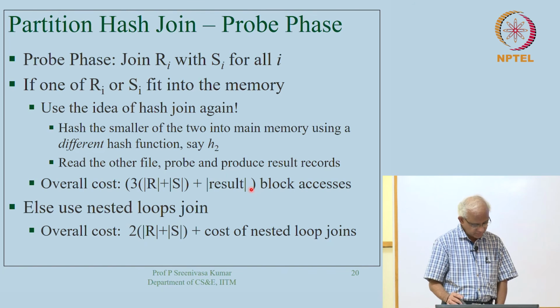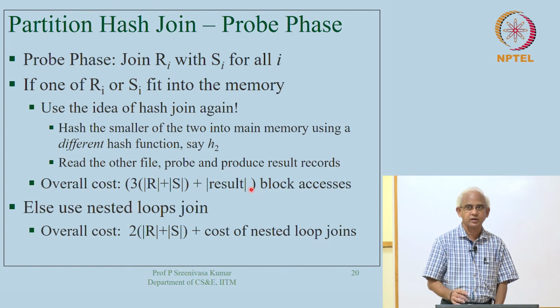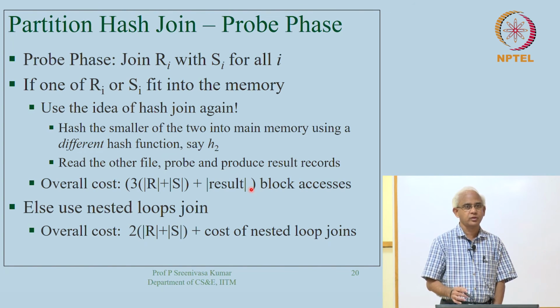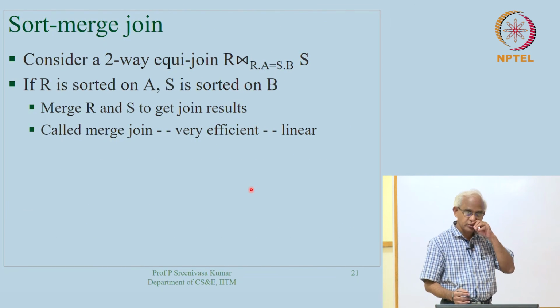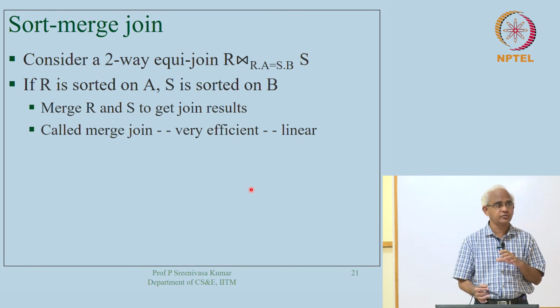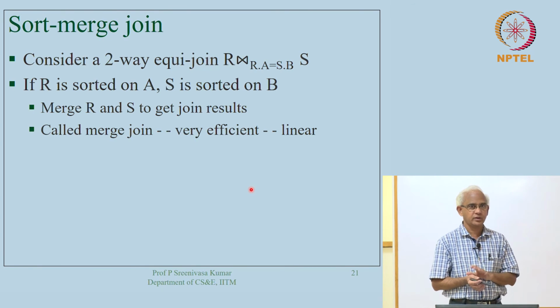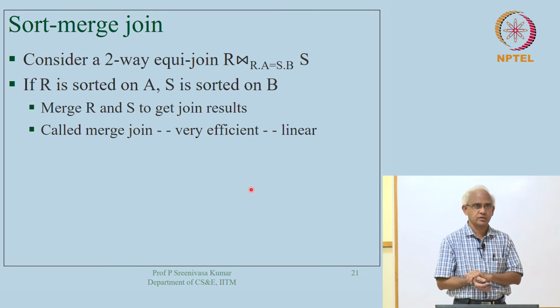Okay. So, these are the ideas using hashing that we can use to produce nice algorithms for giving join results. Now, we can also use the idea of merging, the idea of merge sort merging, in order to produce a join result.